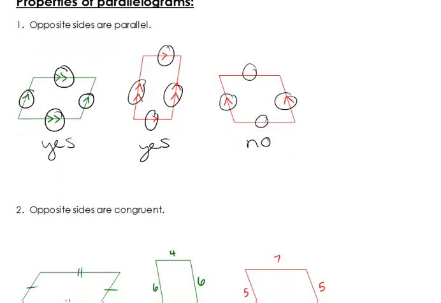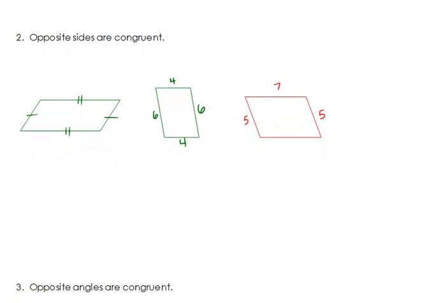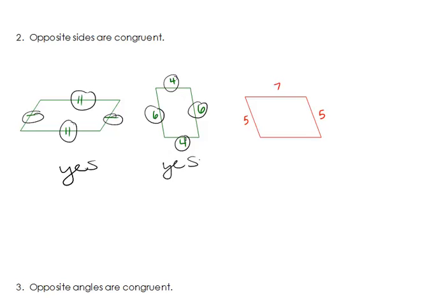The second property of a parallelogram is that opposite sides are congruent. So if you see that marked on a shape, you know it's a parallelogram. For number 1, the double hash on the top and the bottom indicates that those two sides are congruent. The left and the right, those are marked the same, so those are congruent. So this would be yes, opposite sides are congruent. For the second one, the left and the right both are 6 units long, so those are the same length. The top and the bottom are both 4 units long, so those are the same length. So yes, the property applies here.